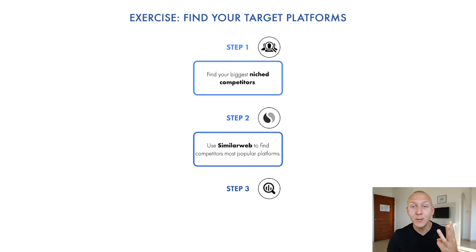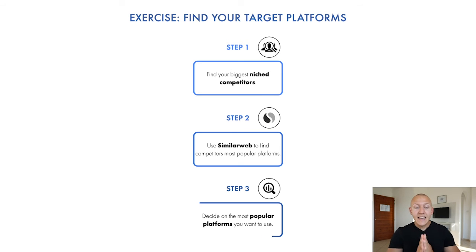And step number 3 is very simple. It is to decide on the most popular platforms that you want to use. So simply look at your biggest niched competitors. Use SimilarWeb to see what platforms they are targeting and getting the most traffic from. And then decide which platforms you are going to use.